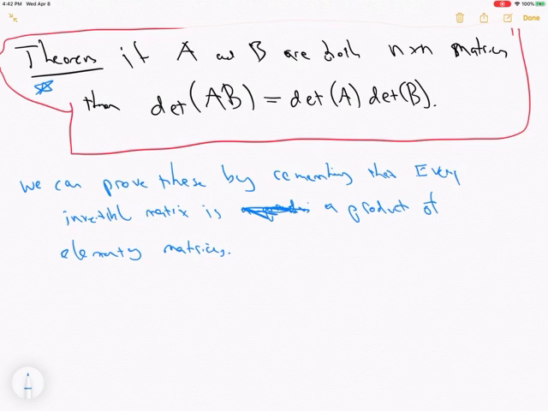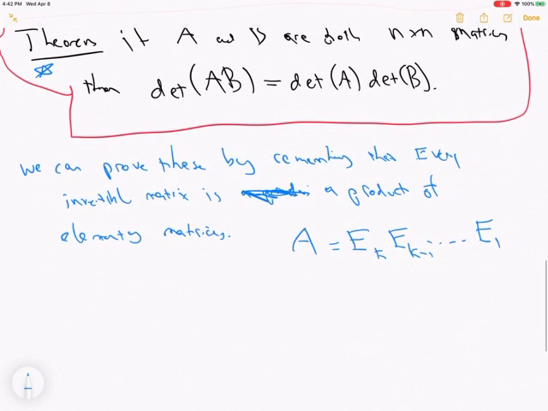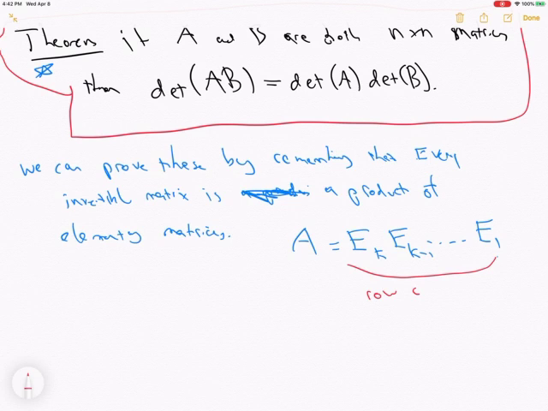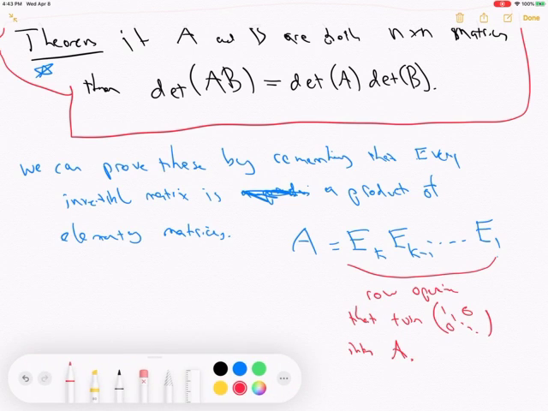So if A is invertible, then we can write it as a bunch of elementary matrices. You have some kth elementary matrix, another elementary matrix, and so on. So there are k different elementary matrices. These correspond to the row operations that you can use to turn the identity matrix into A. So if a matrix is invertible, then you can perform row operations to turn it into the identity, and you can reverse that process and turn the identity matrix into the matrix A. So that's one of the first things we need.